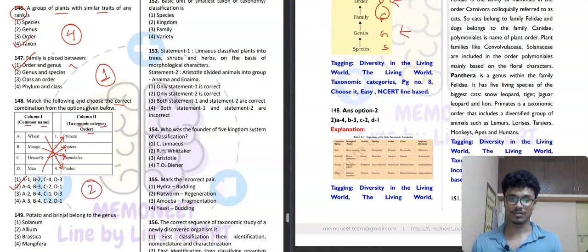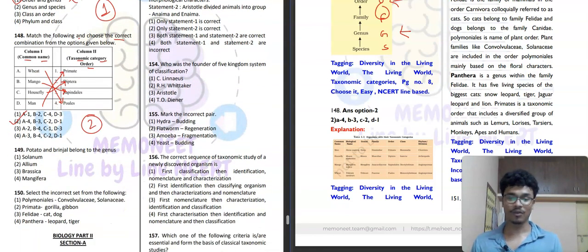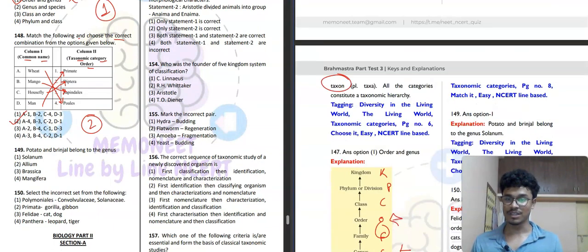Moving towards the next question, 149. Potato and brinjal belong to the genus Solanum, Allium, Brassica or Mangifera. So potato and brinjal both belong to the genus Solanum. Potato also has the name Solanum tuberosum. So if you only remember this, you can solve this question. That's Solanum.